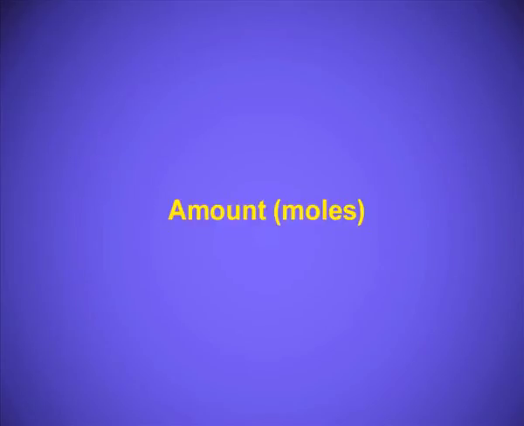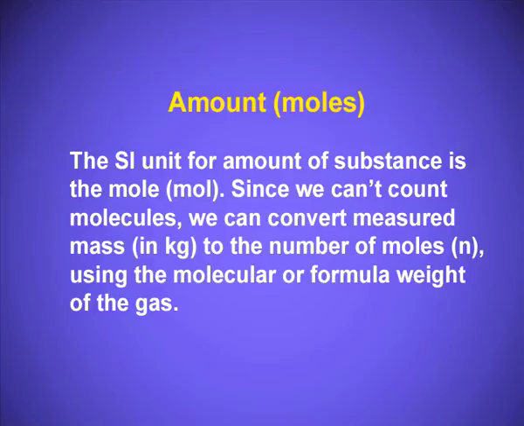Amount, or the mole. To define amount or the mole, first of all we must know what 1 mole is. You have studied in Unit 1 that 1 mole is equal to a collection of 6.023 × 10^23 particles. These particles can be atoms or molecules or ions. It is also known as Avogadro's number. The SI unit for amount of substance is the mole.